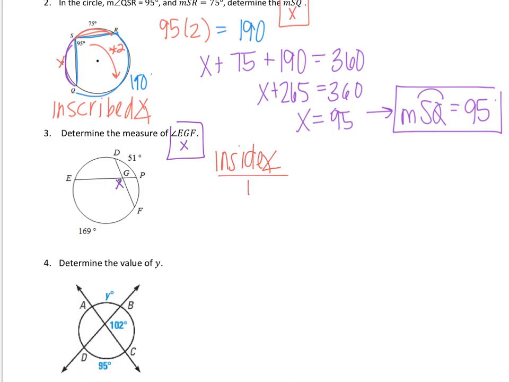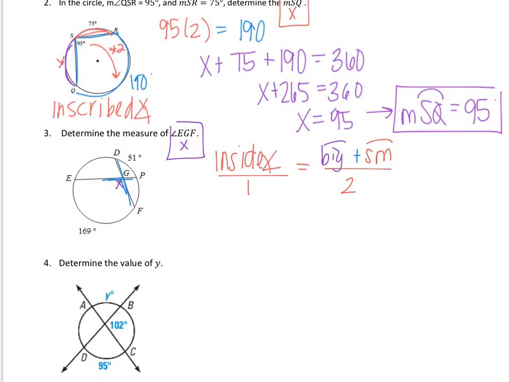So jot down the formula along with its name. Inside angle over 1 equals something over 2. Remember that these chords inside in the middle are making a plus sign for us, so we definitely have a plus between our big arc and our small arc. So we have to plug in the appropriate spots.